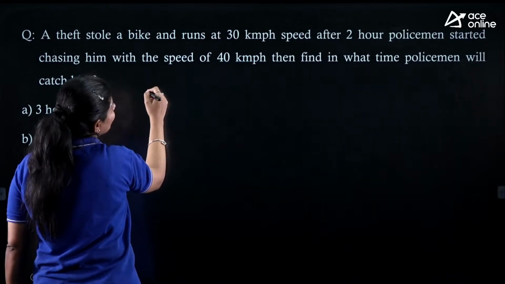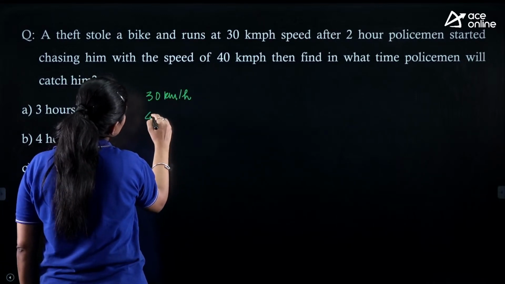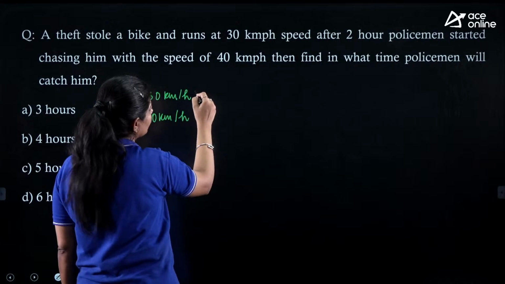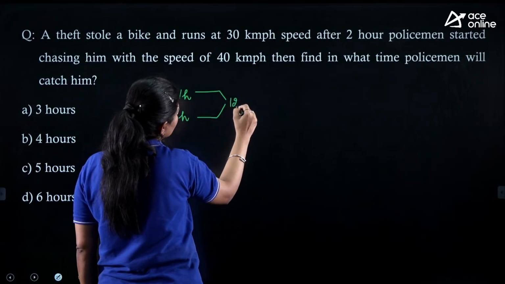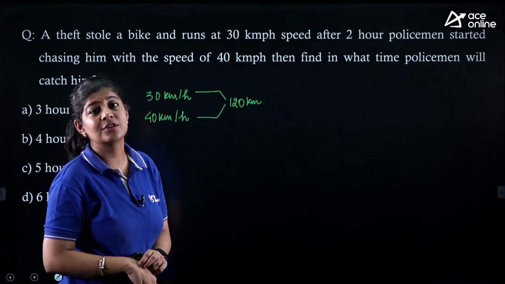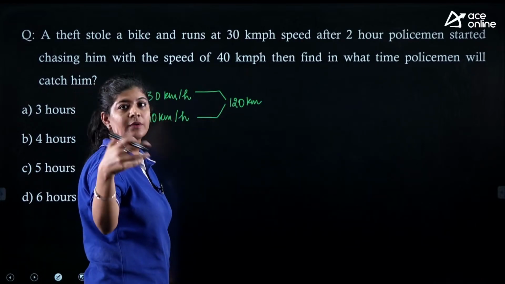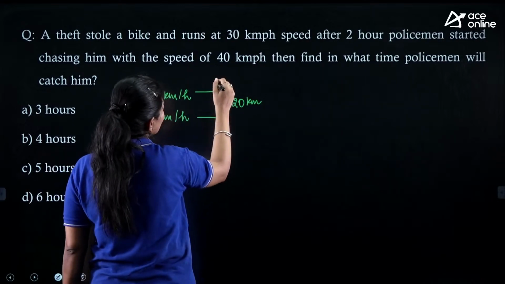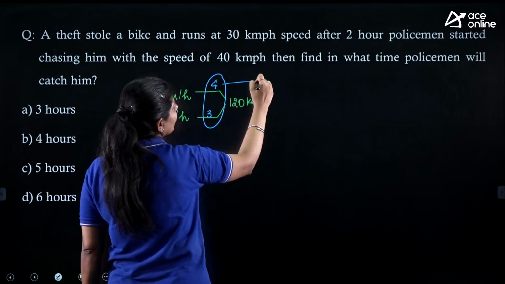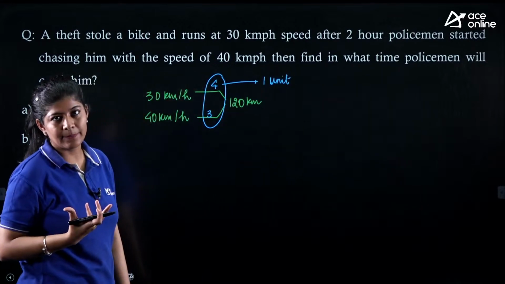Here the speed of the thief that we are having is 30 kilometers per hour, and the speed of the policeman is 40 kilometers per hour. Again we are having 2 speeds. So what we are going to do, we are just going to take the LCM, and the LCM that we got over here is 120. So this is the assumed distance. This is not the actual distance. As we are having the distance and the speeds, now we need to calculate the time. The time taken by this is 4 and over here is 3. The difference that we got in the time period is 1 unit, right?